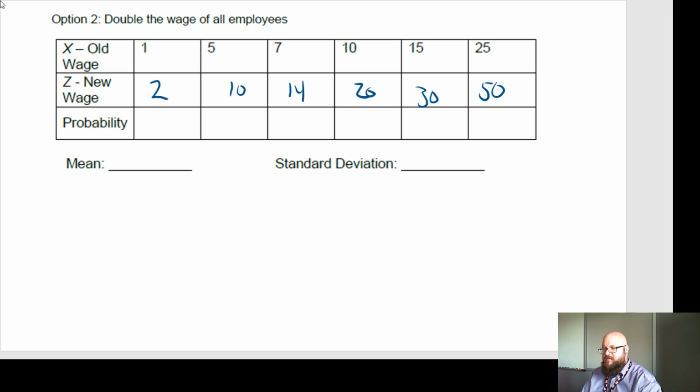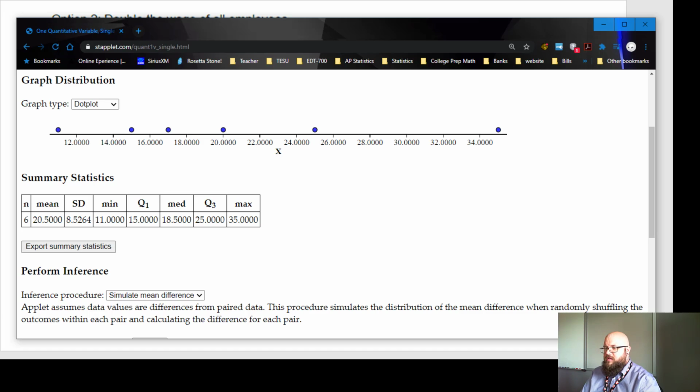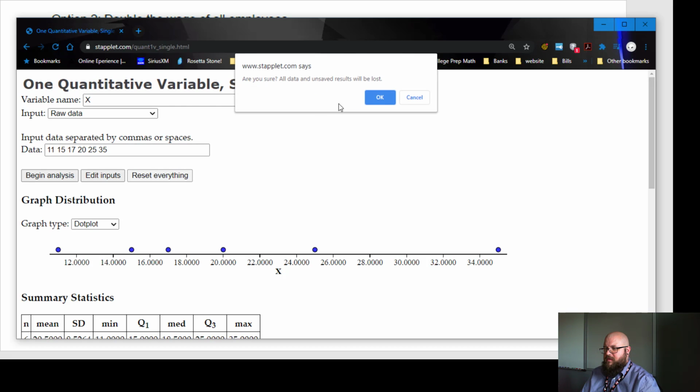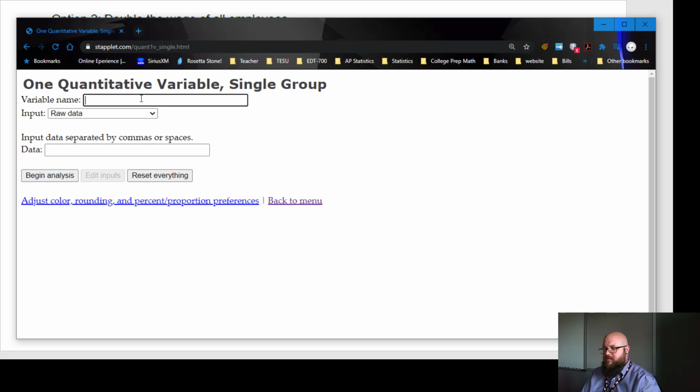So let's see what happens when we change these values. So we want to see what's going to happen to our mean, what happens to our standard deviation. Now initially our original mean was 10.5. So let's see what happens. Reset everything. We'll leave this top as X. And our data that we're going to put in is what we just came up with. So 2, 10, 14, 20, 30, and 50.